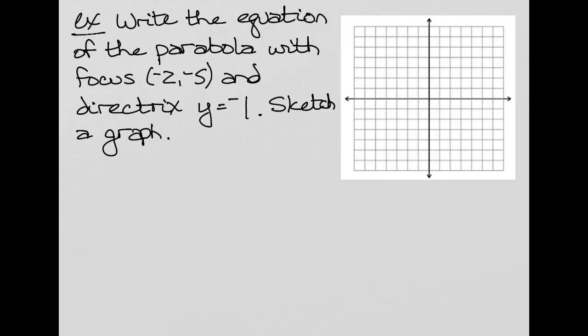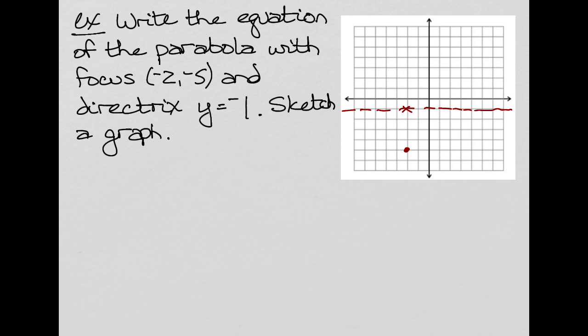Given some information about a parabola, our goal here is to find an equation and sketch a graph. So we'll start with what we know. Let's see, what do we know? We know the focus of this parabola is at -2, -5, right there. And the directrix is y equals -1. Y equals is the equation of a horizontal line at -1. So there's my directrix, y equals -1.